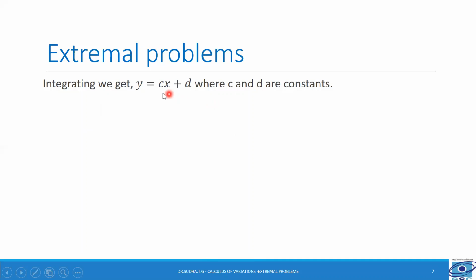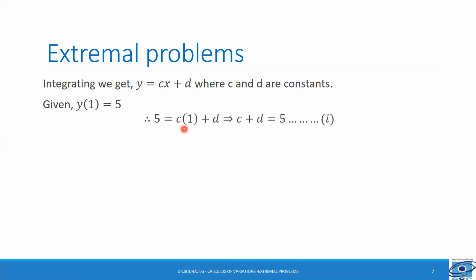Now we need to find out these two constants c and d by using the given two conditions. The first condition says that y of 1 is equal to 5. That is, when x is equal to 1, y is equal to 5. Put those values here. So you get 5 is equal to c into 1 plus d. So we get c plus d is equal to 5. Let us call this expression as 1.